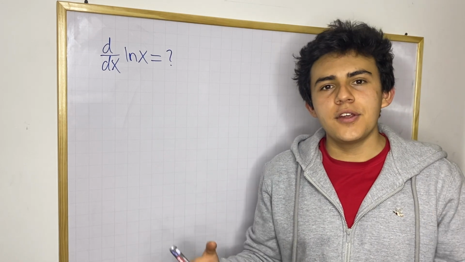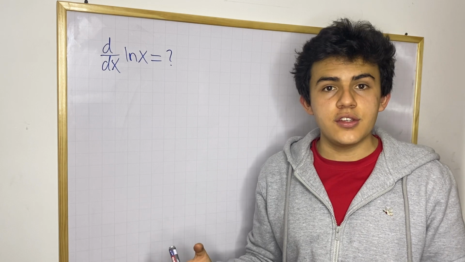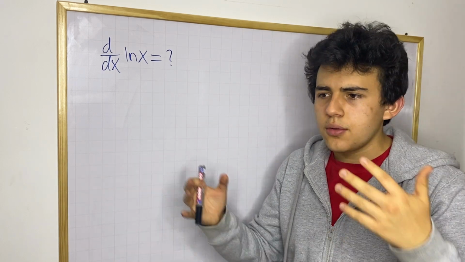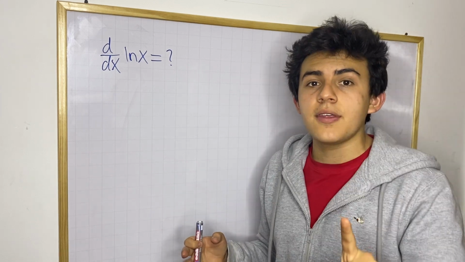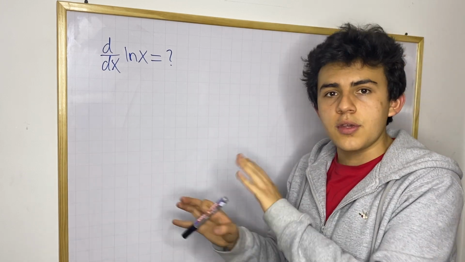Hello guys, today I want to show you how you can find the derivative of ln x using implicit differentiation. This is pretty simple, and the only thing that you need to do is define some functions and understand inverse functions. That is very important, and if you understand those things, what I'm about to show you is going to be pretty simple, okay?